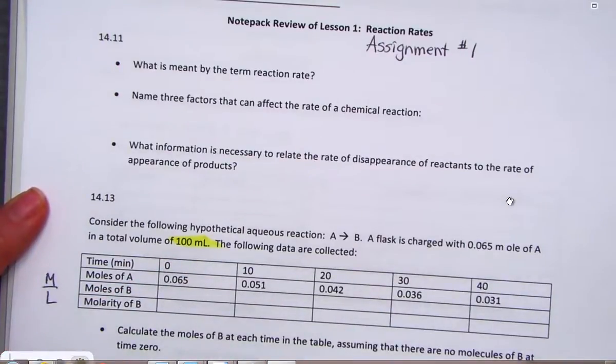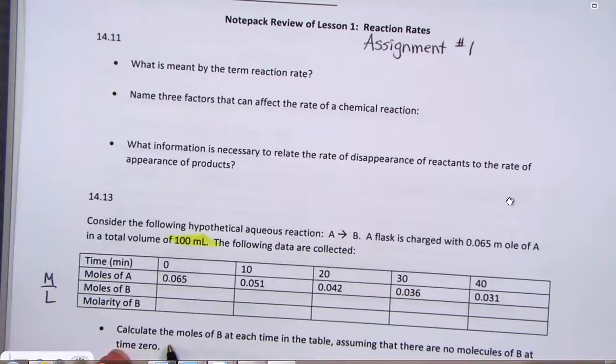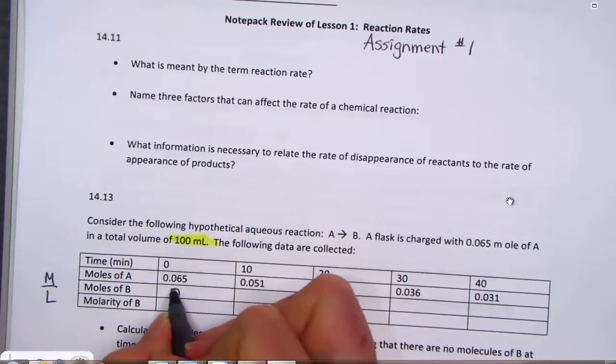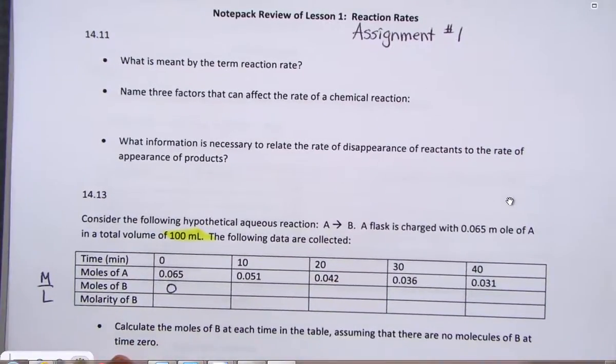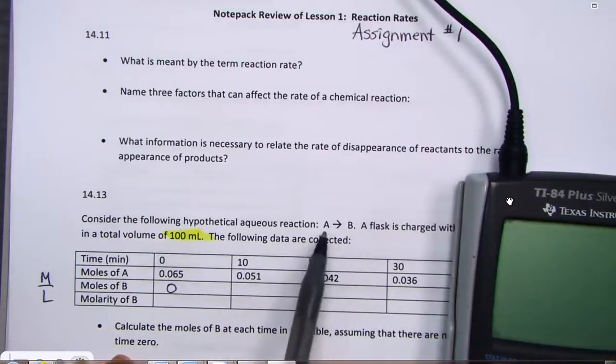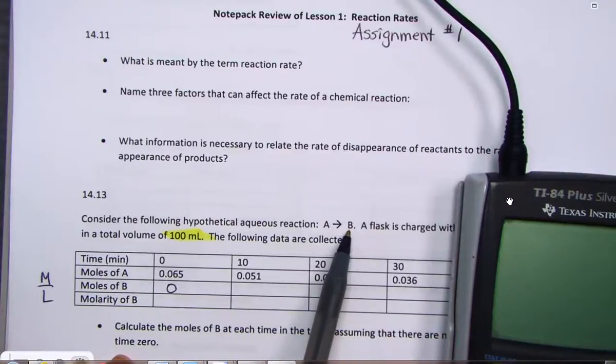Now what we're being asked to do in this first highlighted bullet is to calculate the moles of B at each time in the table, assuming there are no moles of molecules of B at time 0, which makes sense. The reaction hasn't yet started, so if I only have reactants, I have 0 moles of B. There are none produced, so at the very start I only have reactant and no product made. Then time goes by. Now remember, the same amount of reactant that gets consumed matches the product made. This is a 1-to-1 stoichiometric ratio.